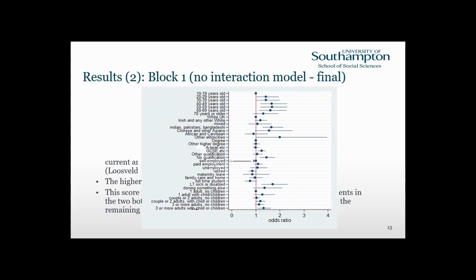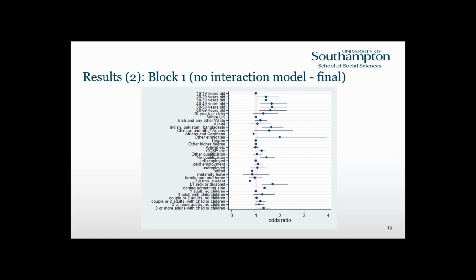So our main effects, which might be quite interesting for these people who are more likely to straight line or have higher tendency of straight lining. So in block one, no interaction model, and this is the final model. So what we can see here, in comparison to younger people of age under 19, those who are age 40 to 69 have higher odds of straight lining.